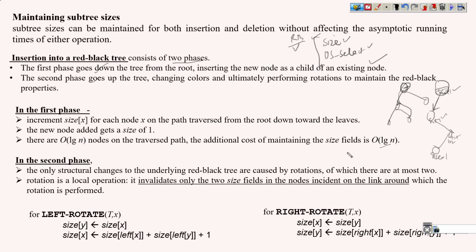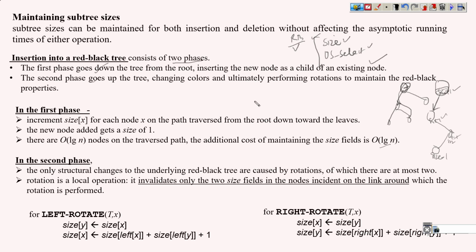Like in the AVL tree, there might be many rotations required in order to fix it, but the red black tree has the beauty that maximum two rotations can fix it. Now rotation is a local operation. It invalidates only the two size fields in the node. So how do we maintain the size field if we are doing rotation? Because rotation is going to change the structure of the tree, and when the structure of the tree is going to change, then definitely it has an impact on the size field. So how is the size going to be maintained? Again, we will understand this.